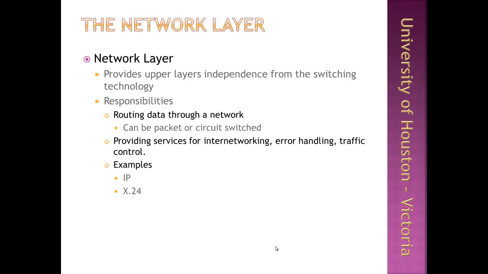The technology at this point can be either packet switching or circuit switching technology that we talked about earlier last week. This layer also provides services for internetworking, error handling, and traffic congestion control. We will talk about the traffic congestion and error handling a little bit later. The network layer, for example, could include IP, or Internet Protocol, or X.25 protocols.